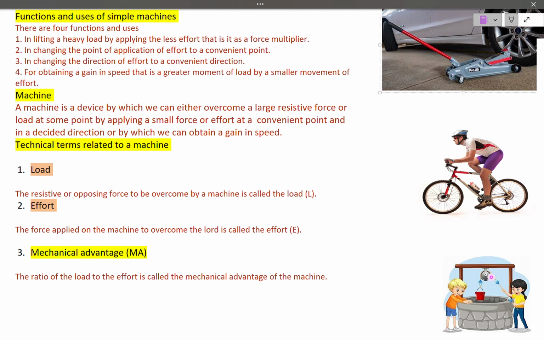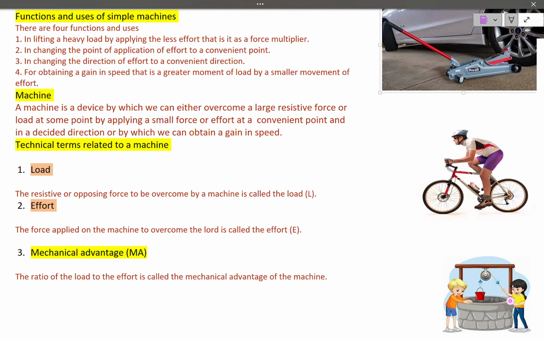But by using this pulley, that is a simple machine, we can change the direction of effort to a convenient direction. Actually, in order to lift up, we need to apply force in the upward direction. But it is difficult to lift upwards. But with the help of a pulley, we change the direction downwards, then it is easier to lift up a bucket of water. So the third point is changing the direction of effort. That means from upward to a convenient direction, that is downward direction.